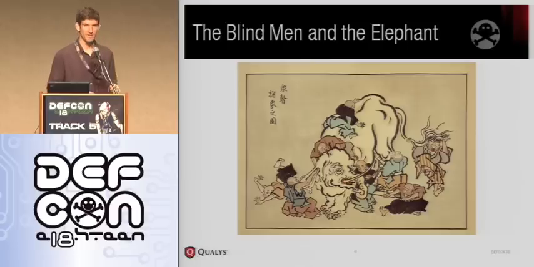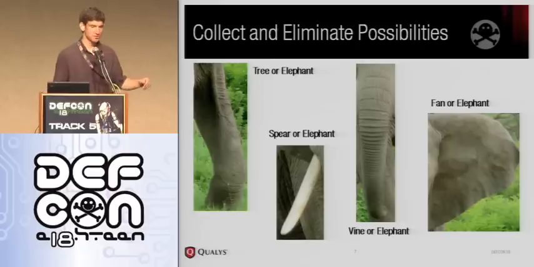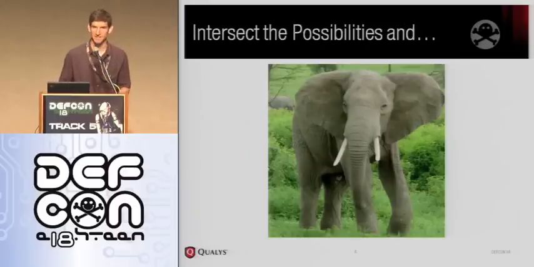based on that little bit of evidence as to what it could be, they'd very quickly come to agreement as to what it was. So one guy says it could be a tree or it could be an elephant. Another guy says it could be a spear or it could be an elephant, and on and on. In the end, if you intersect all of those possibilities, then the extraneous ones drop out, and the only thing it can possibly be is an elephant.